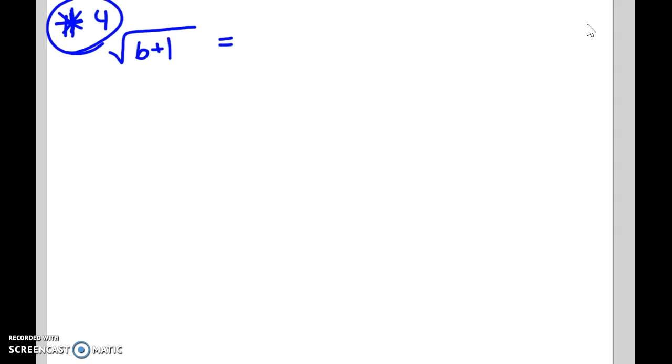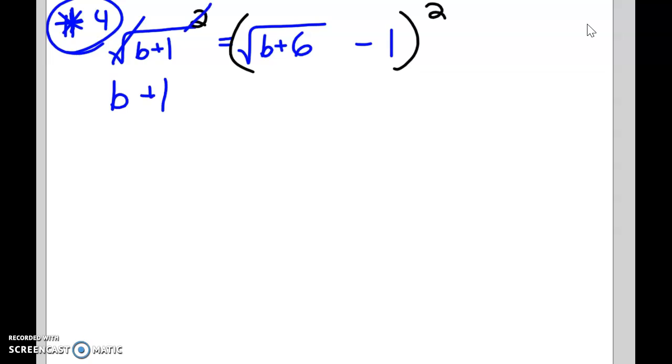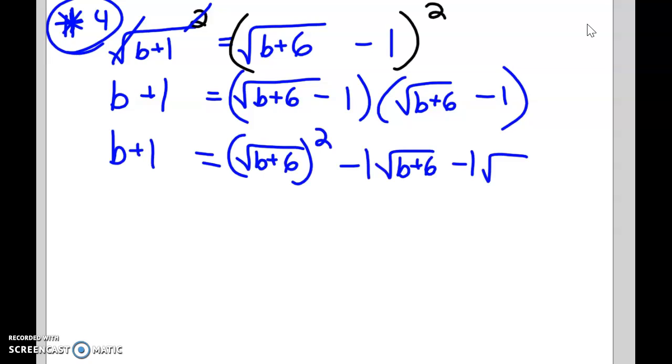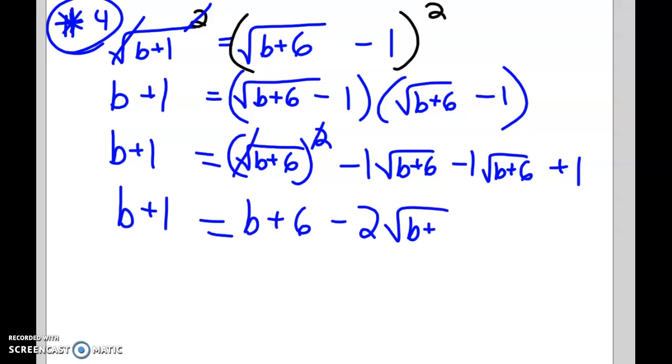Now it's time for what I like to call the long problem. These problems are long. Whenever you have two radicals with a number at the end. Now watch, you square, but it's not that easy to square the right side because the square root of b plus 6 minus 1 squared, you have to FOIL it. The left side's easy. The right side, you get this wicked long thing when you square. Square root of b plus 6 times square root of b plus 6 is square root of b plus 6 squared, and then you've got to do -1 times square root of b plus 6, -1 times square root of b plus 6, plus 1. You've got to keep going. Canceling out that, combining the -1 and the -1, making it -2b.